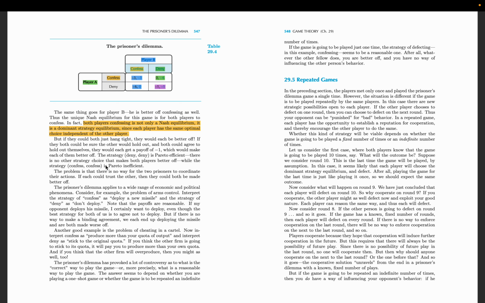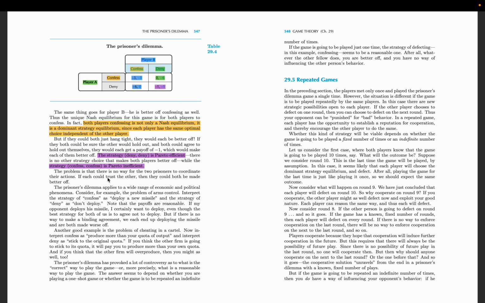But in order to get to the Pareto efficient strategy, they need to both hold out and deny the crime. The strategy is Pareto efficient. There is no other strategy choice that makes both players better off. This is the best strategy, called the Pareto efficient strategy, because it makes both of them better off, while the strategy confess is actually Pareto inefficient.